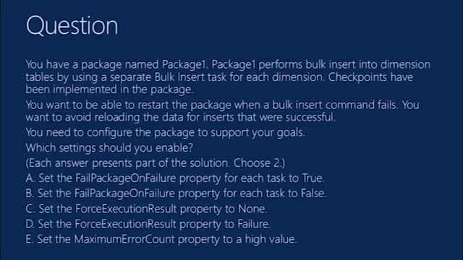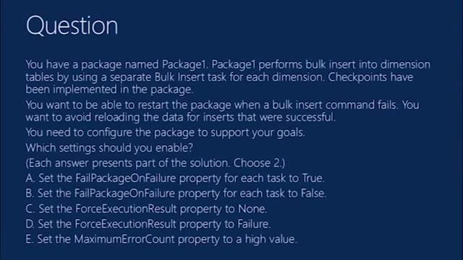Okay, so a couple of real quick strategies that I'm going to use here. Number one is you're going to notice that we've got the little text there that says each answer represents part of the solution, choose 2. Okay. All right. So what I'm going to do is I'm immediately now in my head going to start figuring out, okay, well, which 2 are going to come together, so I only need 2. That maximum error count, that doesn't look right at all, so I'm just going to get rid of that one.